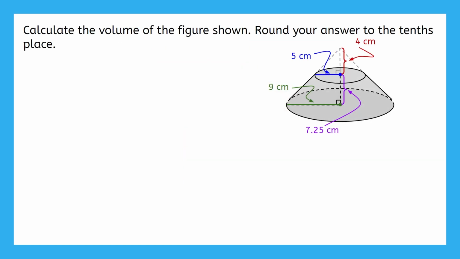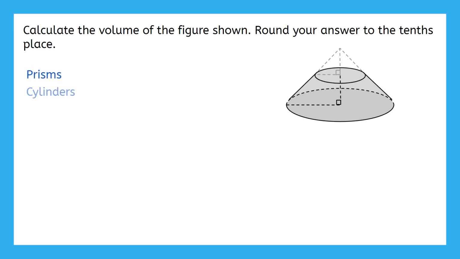Let's try an example problem. This says to calculate the volume of the figure shown, and round your answer to the nearest tenths place. There are quite a few lengths given in this picture, so let's take those away for 1 second, just so we have a chance to visualize what figures are being used to create this composite figure. The figures that we've learned how to calculate the volume of are prisms, cylinders, pyramids, cones, spheres, and hemispheres. Will any of those help us here?